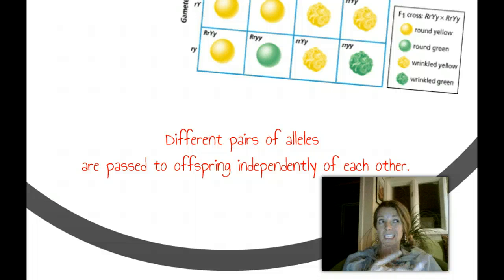I'm hair color. No, it doesn't work that way. Hair color basically is separate from eye color. All of the genes separate independently of each other. They are passed on to your offspring independently, okay?